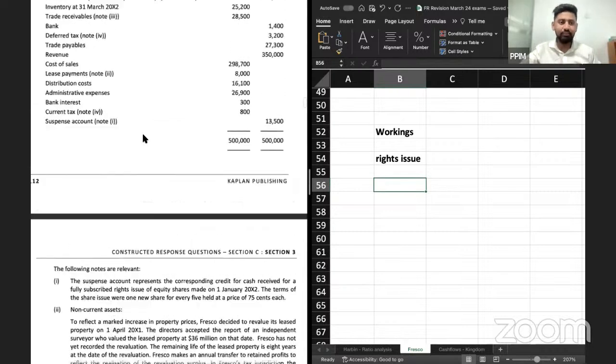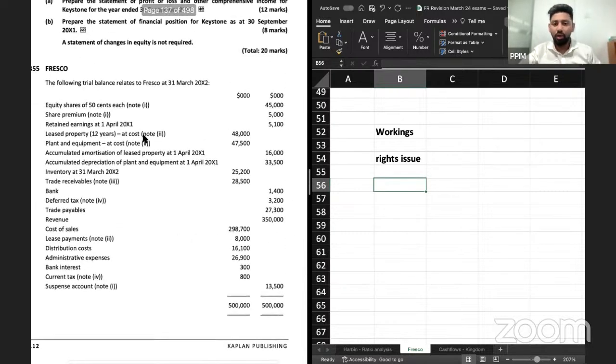So how many shares does the company have? 45,000 is the value of the share. So 45,000 divided by 2, sorry, 45,000 into 2, equals 90,000 shares you had. So 90,000 shares that you had, you have a value of 50 cents per share. So that is 45,000. That's how you get it.